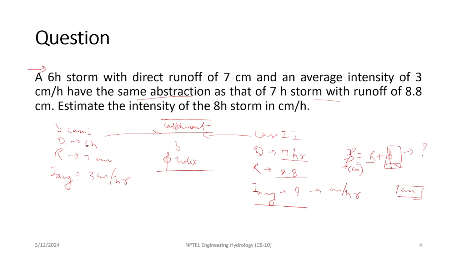For getting this phi value, we have to take help of case 1. Here you can see that I average is already given. So from here we can get the total rainfall happening in this case. What is the total rainfall happening in this case? How can we compute it?